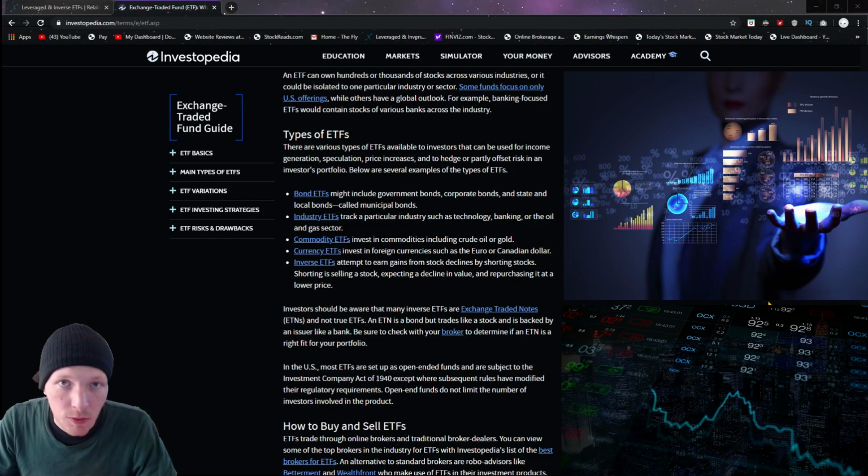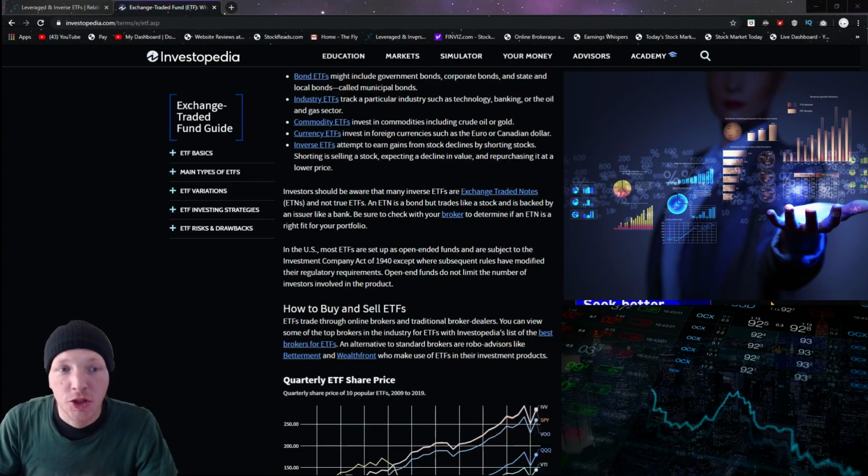Inverse ETFs, which we will go over in a second, attempt to earn gains from stock declines by shorting stocks. Shorting is selling a stock, expecting a decline in value, and repurchasing it at a lower price. Investors should be aware that many inverse ETFs are exchange-traded notes, ETNs, and not true ETFs. An ETN is a bond but trades like a stock and is backed by an issuer like a bank. Be sure to check with your broker to determine if an ETN is a right fit for your portfolio.